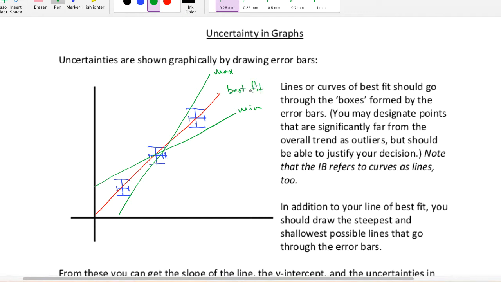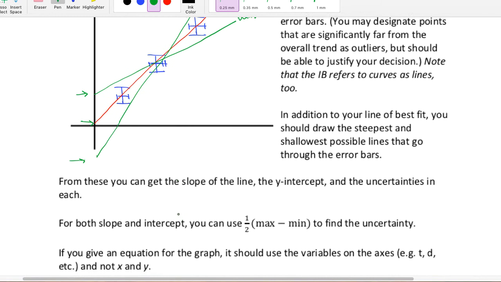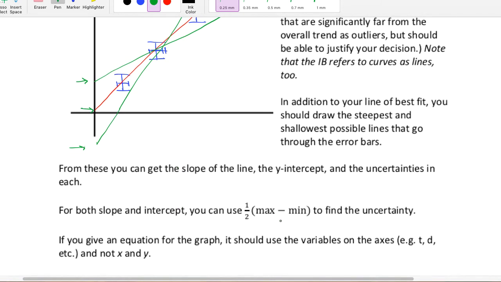And I can use my maximum and my minimum slope line in order to get the uncertainty in both the slope and the y-intercept. The y-intercept could be here, and it could also be all the way down here, but this is my best estimate of the y-intercept. So for both the slope and the y-intercept, you can use half the max minus the min to find the uncertainty. By the way, when you give an equation for the graph, it should use the variables on the axes.